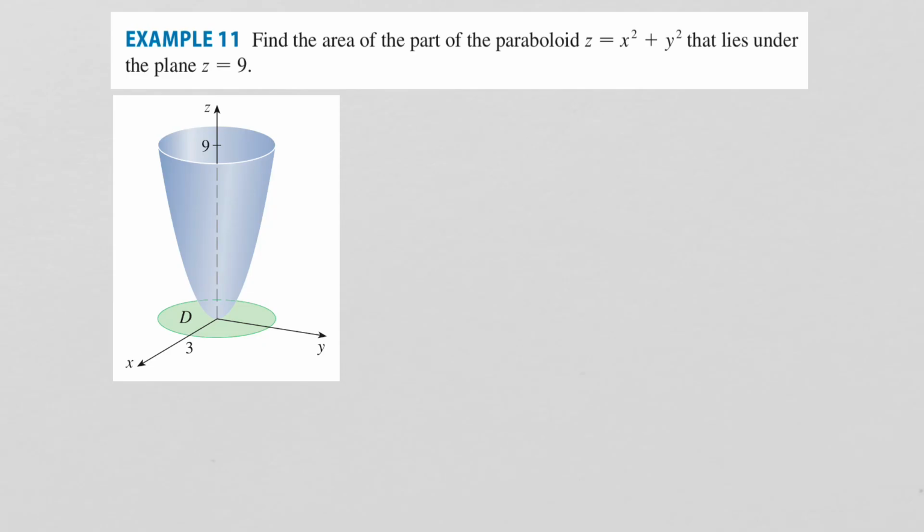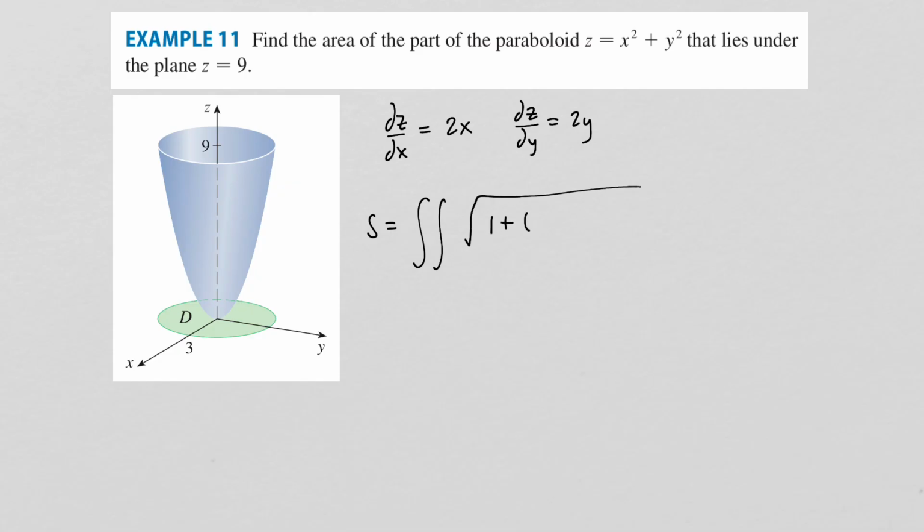So now let's find the area of the part of the paraboloid z equals x squared plus y squared that lies under the plane z equals 9. So here is that paraboloid. Here's z equals 9. So we want to find the surface of this thing here. So to do this, we need to go ahead and compute our partial derivatives. The partial derivative of z with respect to x is 2x, and the partial derivative of z with respect to y is 2y. So this surface area will be the double integral of the square root of 1 plus (2x) squared plus (2y) squared dx dy.